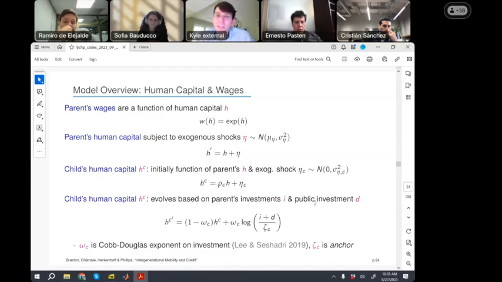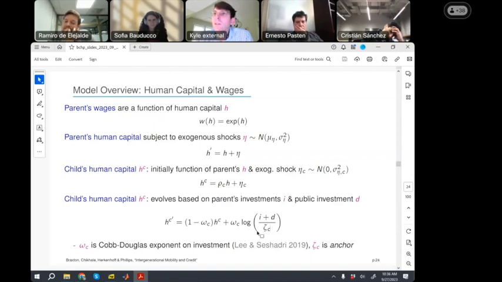Lastly, the most important bit is the investment function. So the investment function is Cobb-Douglas. So if you were to exponentiate this, it's Cobb-Douglas. What does this say? Well, the future human capital of the children is going to be some loading on what the kids walked in with and some loading on an investment amount that the parents make, and some public investment, which you'd think of as a school. And then some people call this an anchor, but it's just the relative price of investment. So if zeta C drops a lot, then you're going to have very cheap investment goods. Omega C is going to be your Cobb-Douglas exponent on investment. And we're going to estimate that, and we're going to estimate the anchor.